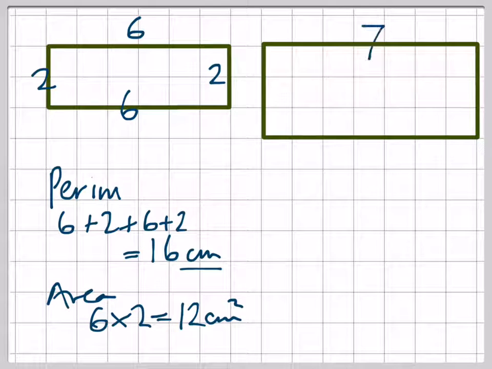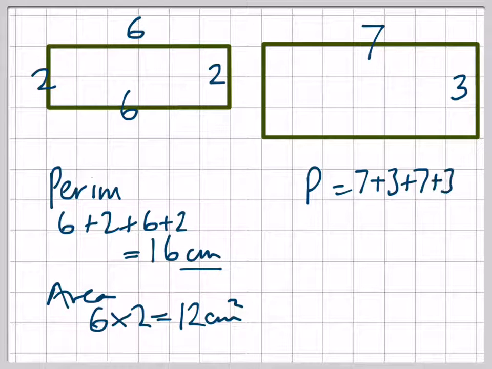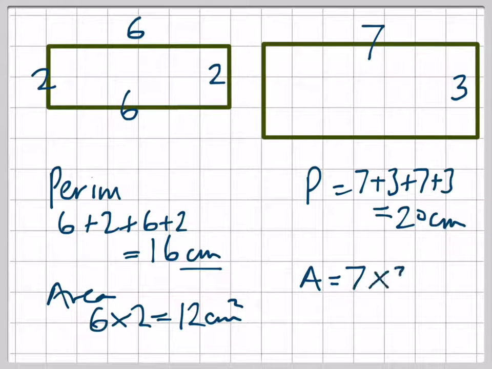This one here was 7 long and 3 wide. So for the perimeter, it would be 7 add 3 add 7 add 3, which will give you 20 centimetres. For the area, it would just be 7 times 3, which is 21 centimetres squared.